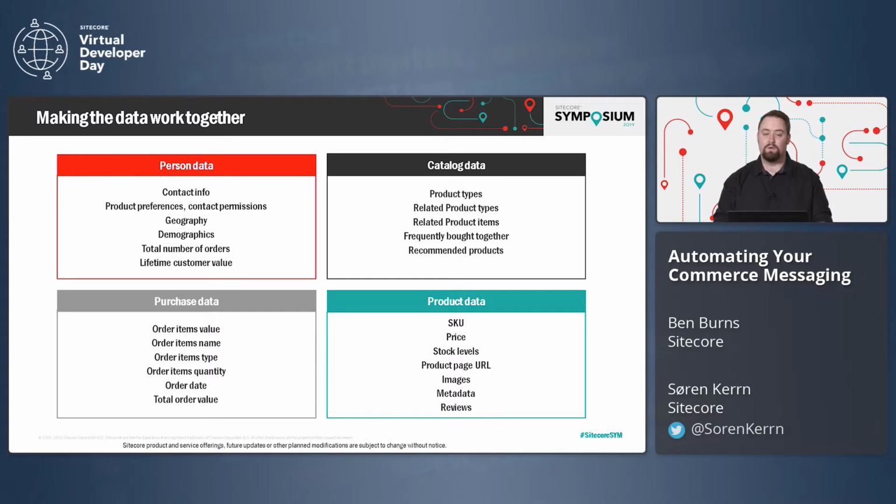We then combine that with more detailed information about the actual products they've purchased, the number of items they purchased, how much revenue came from those purchases. We then tie that together with the catalog data. So we'll be looking at the relationship between two different items, how item types relate, and how they can be linked together in terms of recommendations.